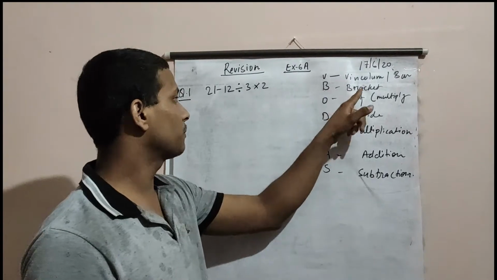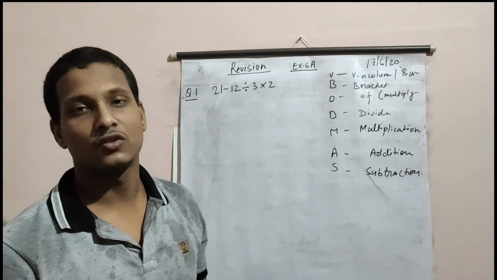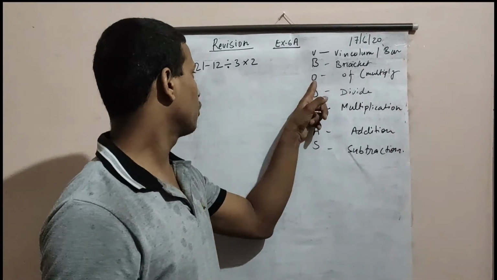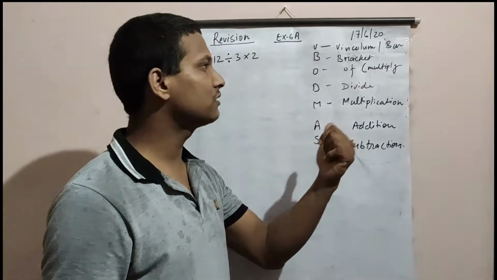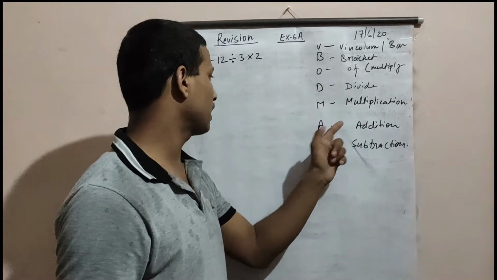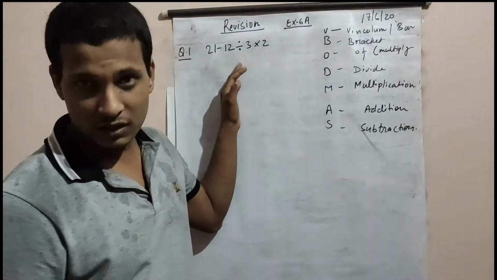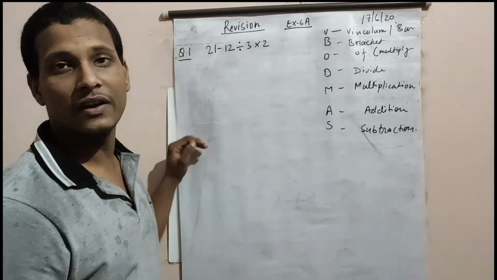B for bracket. There are three types of bracket: small bracket, curly braces, and then square brackets. O for of, which basically means multiplication. D for divide, M for multiplication, A for addition, and S for subtraction. This is the order we need to follow for solving the simplification questions.